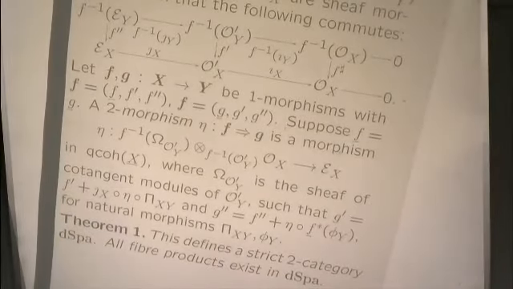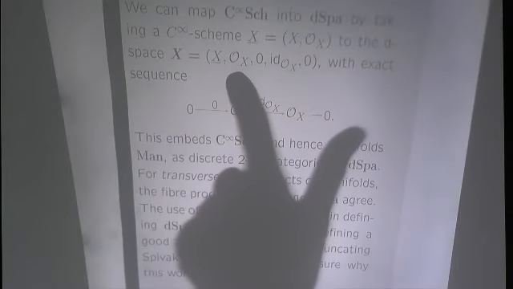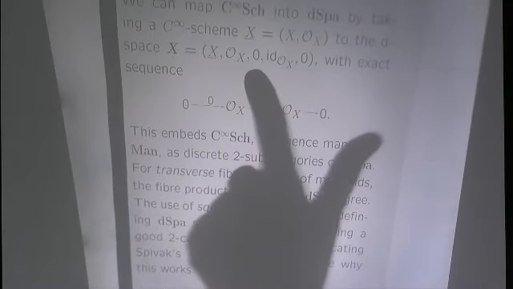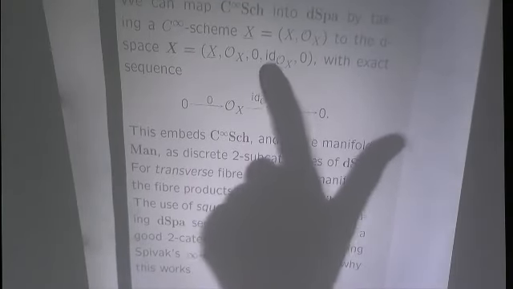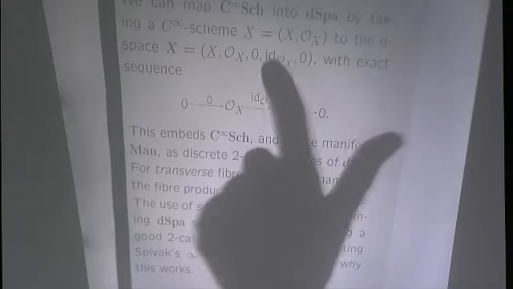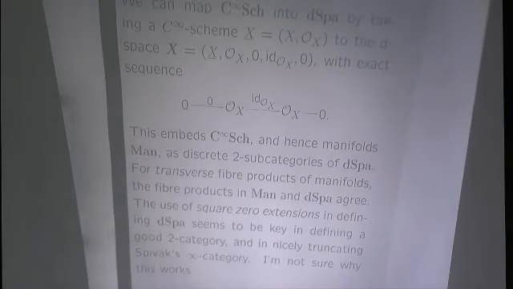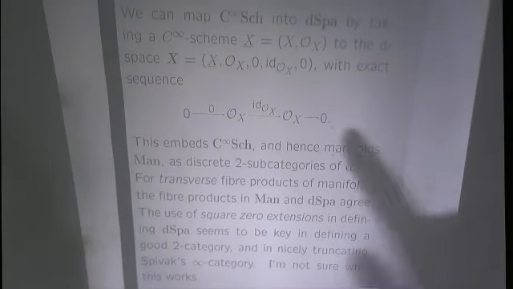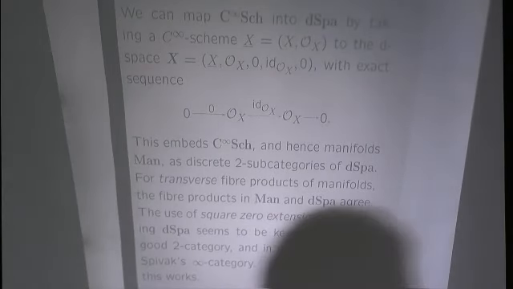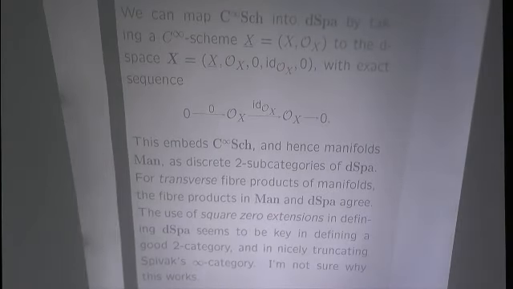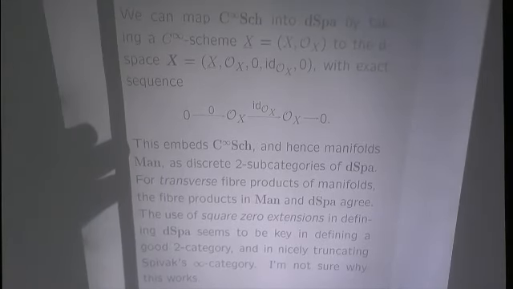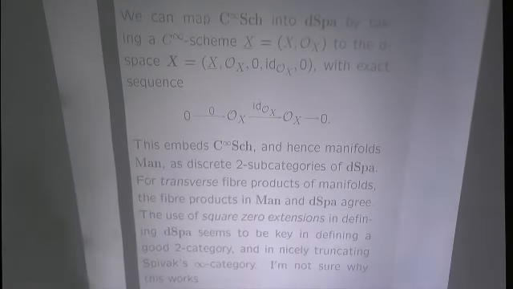Okay, so we can map C infinity schemes into D spaces by taking a C infinity scheme X. So the OX primed is just OX. The E, the obstruction sheaf, is 0. The I is just the identity morphism, and the J is 0. So we're just talking about the exact sequence 0 into OX into 0 in the obvious way. So this embeds C infinity schemes, and therefore manifolds, as discrete two subcategories of D spaces.